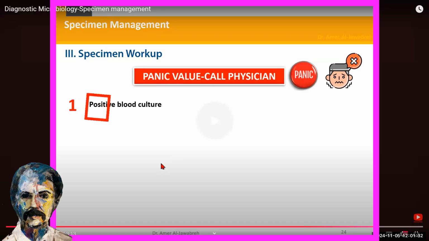Let's start with the first one. Positive blood culture. Any positive blood culture, you have to panic and give it priority, because blood is usually sterile. And when the culture in blood is positive, then there is a problem. Number 2, positive CSF. Again, CSF is like blood. Zero bacteria, no organisms there at all. No microbiota and nothing. If your normal microbiota reaches your brain, it will cause a big problem for you. So positive CSF is another panic value.